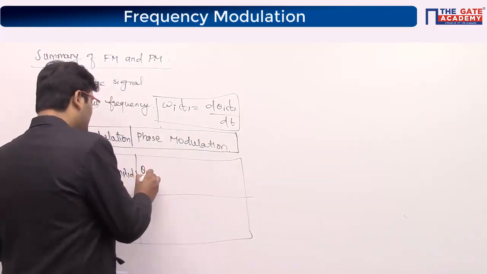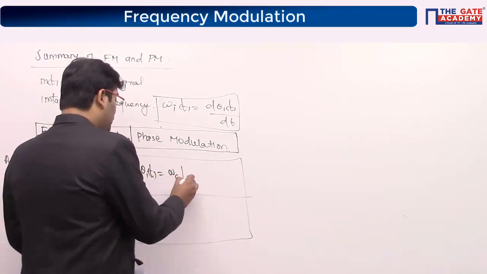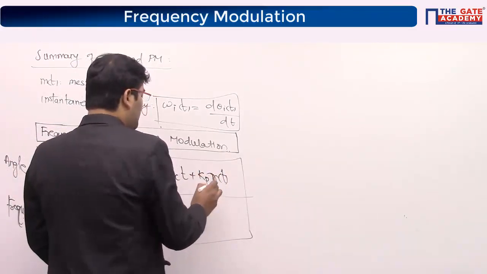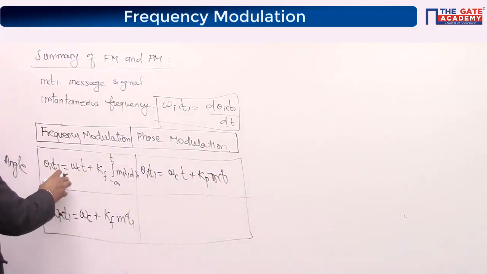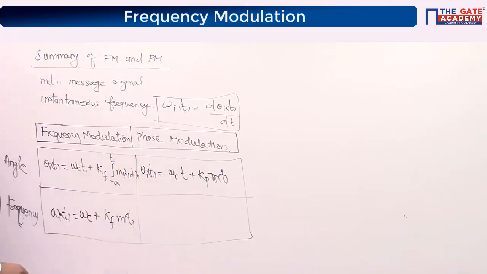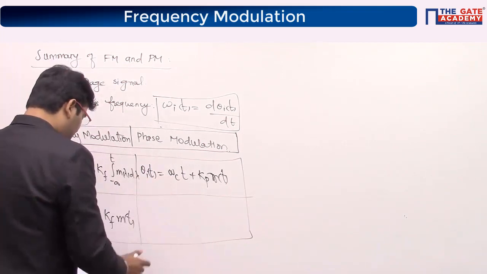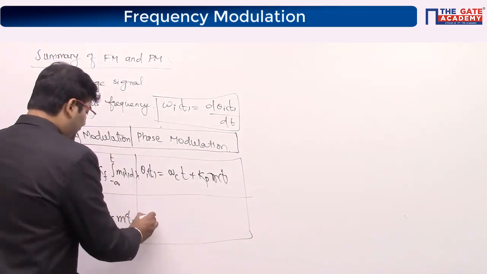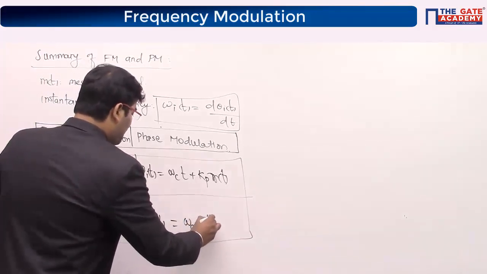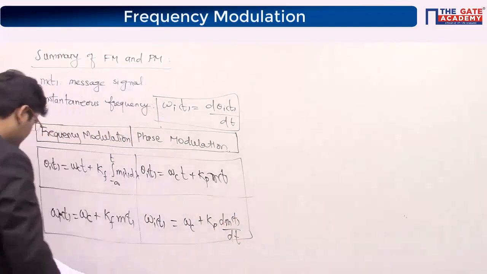Similarly, in terms of angle for PM, theta_i equals simply omega_c t plus k_p m(t). So this is the equation we used in FM, and this is the equation we use in PM, the standard equation if you recall, guys. But if you differentiate this, it will become omega_i(t) equals omega_c plus k_p dm(t) by dt. Look at this.